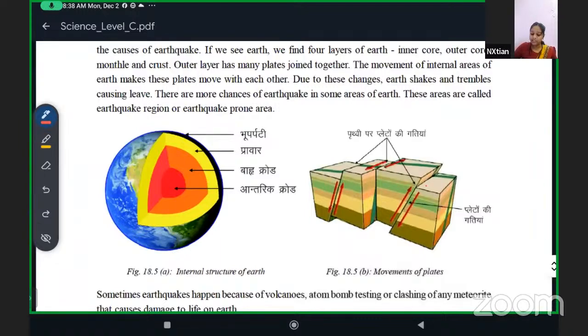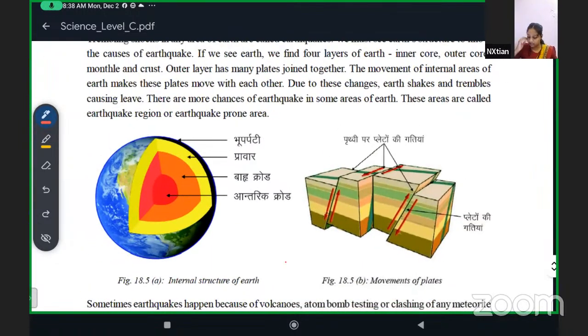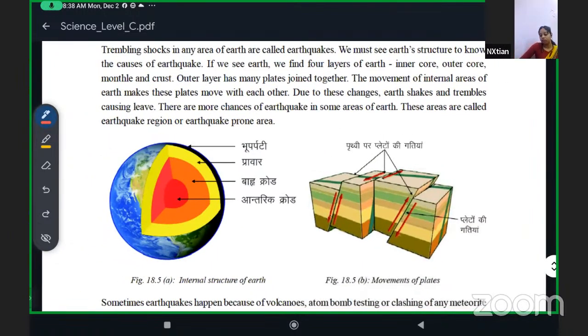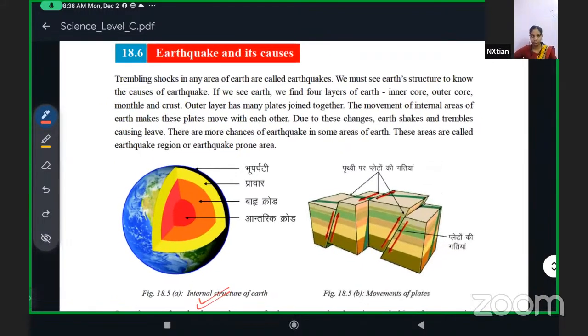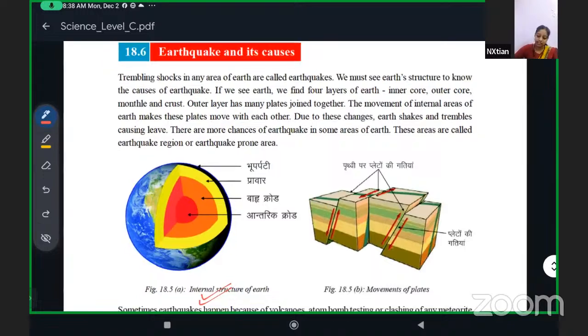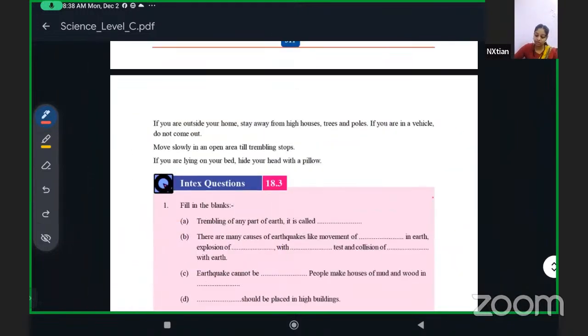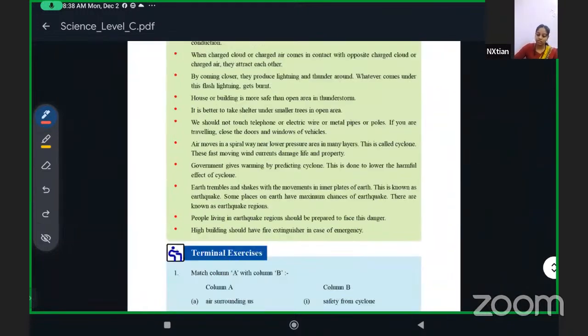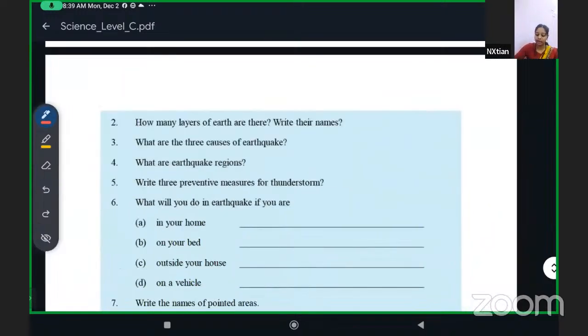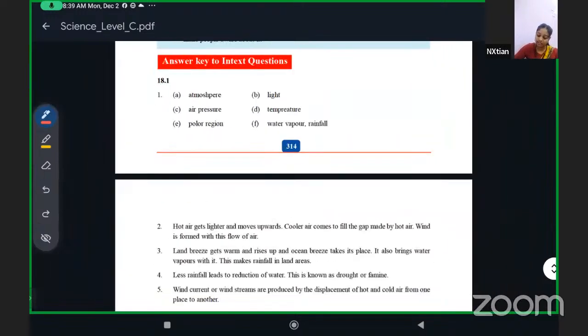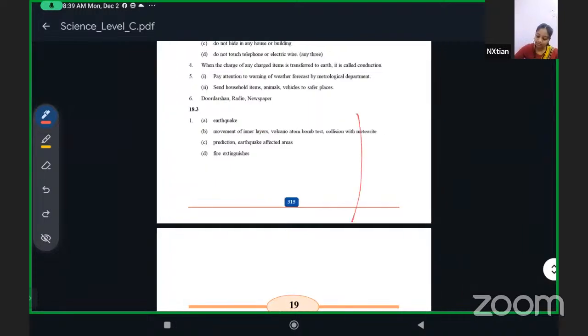The movement of plates diagram is not quite important, but the internal structure of Earth you should know. Then safety measures for earthquakes, please do. So please prepare this chapter. Then we have the next chapter.